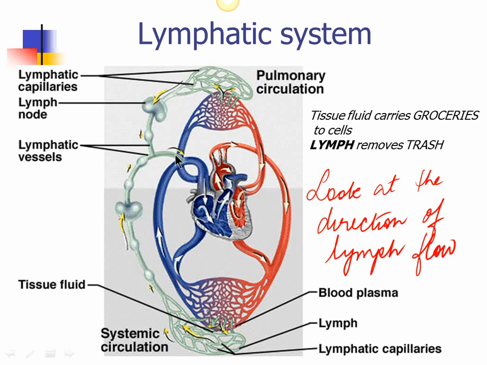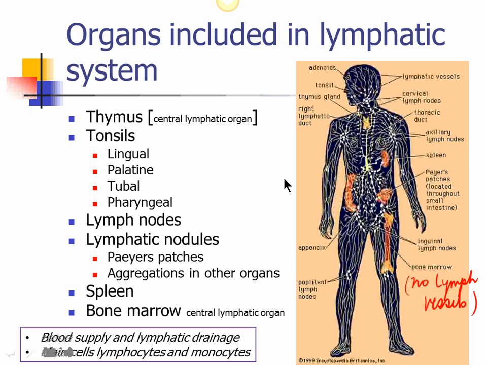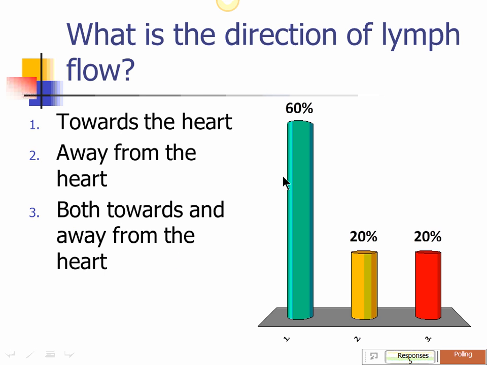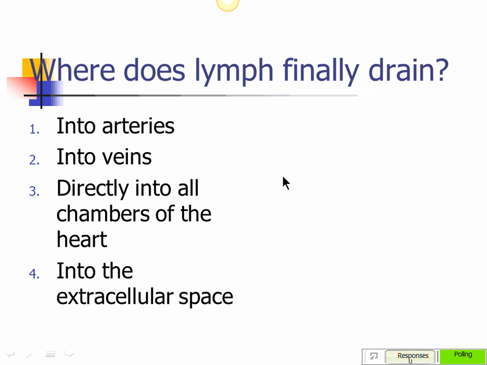And another thing you can see from this picture is the lymphatic vessels finally drain into veins. So that's another important thing for you to remember. So it finally drains into the veins, and that's how the blood goes back. All of the remaining fluid, which is in the interstitial space, that fluid goes back into the circulation. Okay, I just gave you this. So where does lymph finally drain?